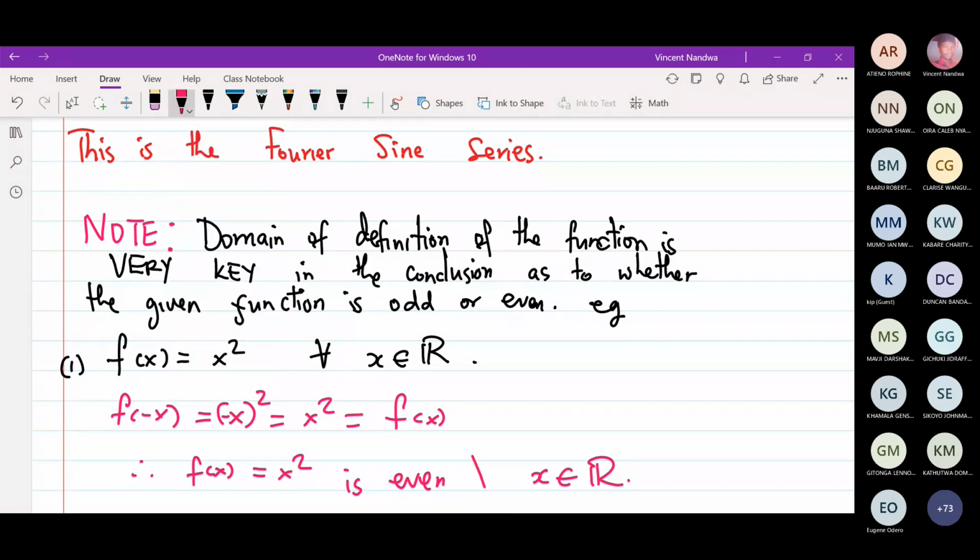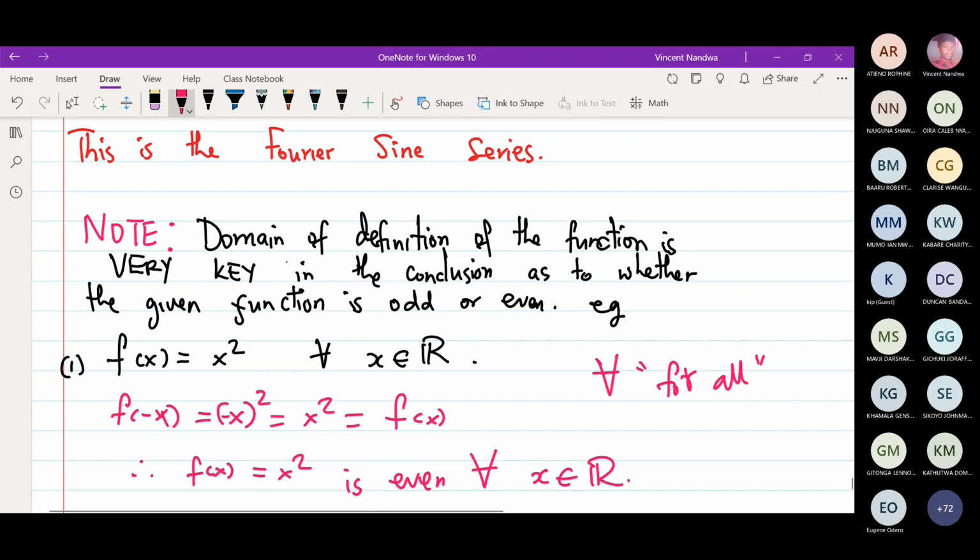So remember, this means for all. f of x equals x squared is an even function for all values of x in R, because when you say the domain of definition is real numbers, there are negative real numbers and positive real numbers. So the definition of an even function is satisfied because f of minus x is the same as f of x.